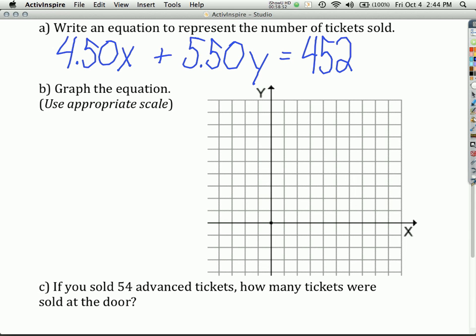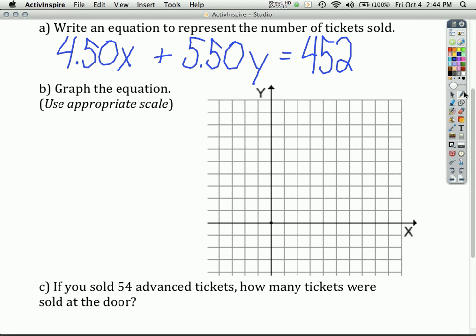Yeah. Intercepts work really, really well anytime the equation is in this format. This is called standard form. You were already supposed to memorize it, and we're going to talk more about it later on in the year. But when an equation is in this form, finding intercepts is really easy. So we're going to go ahead and find the x-intercept and the y-intercept.